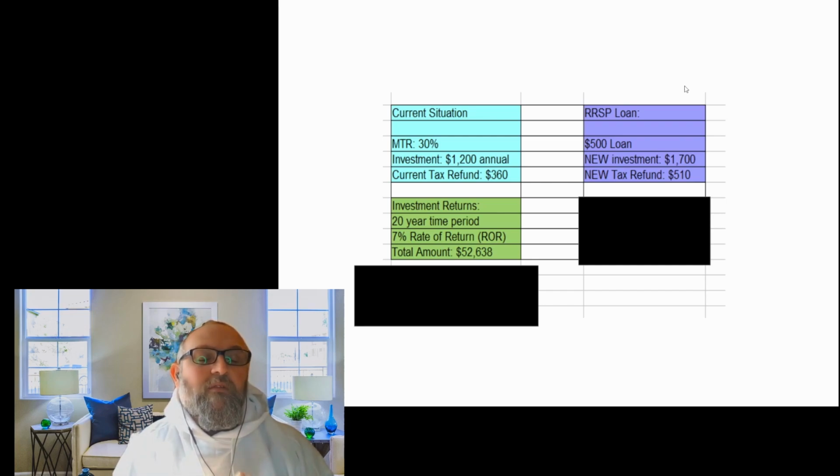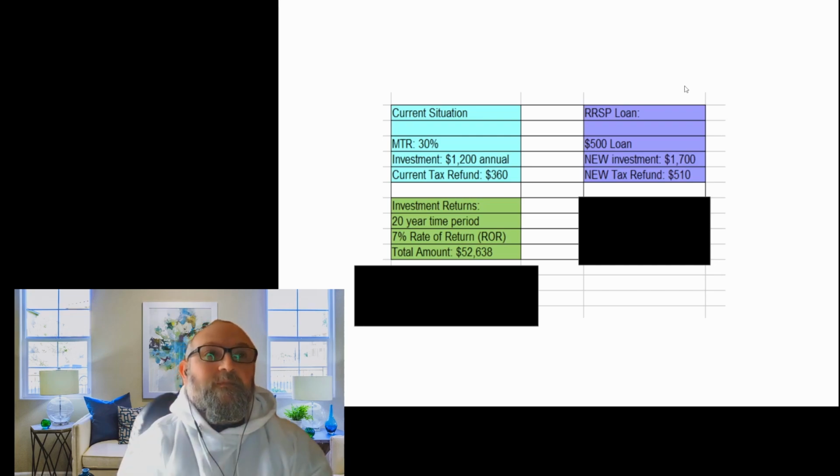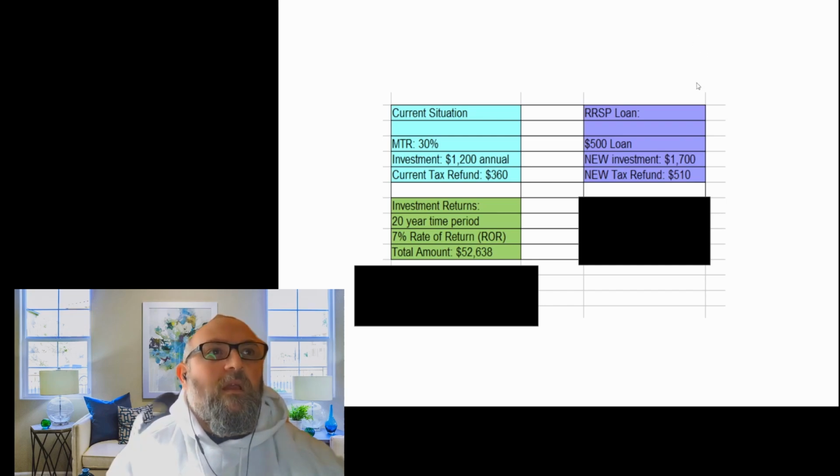You can also generally get interest deferred on them for payment. So if you did it now, which is right before the deadline in 2025, you can get your tax refund back before you ever pay any interest. It will accrue, you will have to pay it, but you can get it pretty quickly, get it done, have everything paid off. We'll show you. So what happens is your new investment is $1,700. Instead of $1,200 annually, you'll be doing $1,700, including the RRSP loan and what you originally contribute.